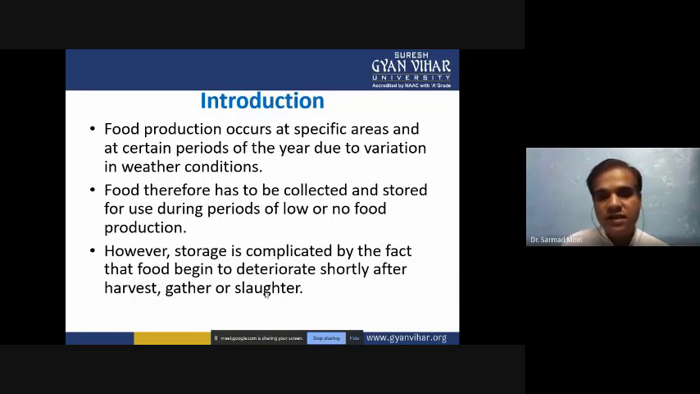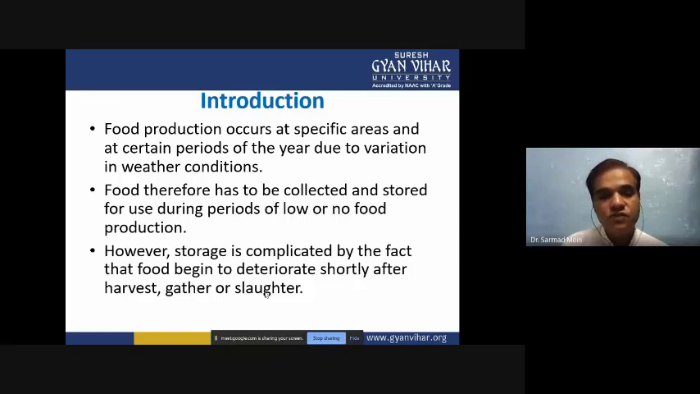So when we talk about food production, it means collection of the food from the farmers, and we store it for a longer duration so that we can utilize those food materials over a longer time. But food storage is complicated by the fact that food begins to deteriorate shortly after harvest, gathering or slaughter.